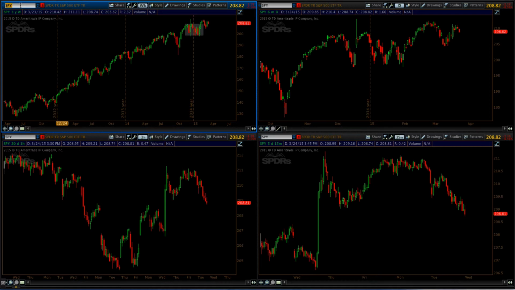So right here I have 4 different charts up. They're all from the SPY. The first one, the top left, is a 3-year weekly chart. The top right is a 6-month daily, the bottom left is a 20-day 1 hour, and the bottom right is a 5-day 15-minute. Now I want to go through each one of these charts, again the SPY, and show you that if you're trading the wrong time frame, your style of trading may not benefit from what you're trying to do.